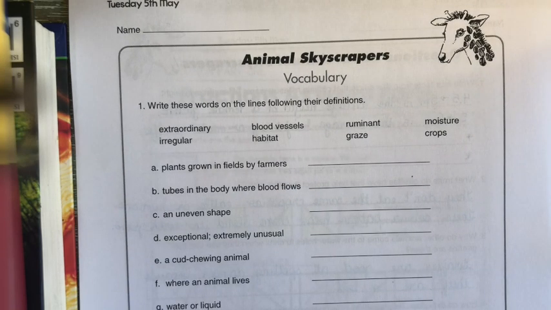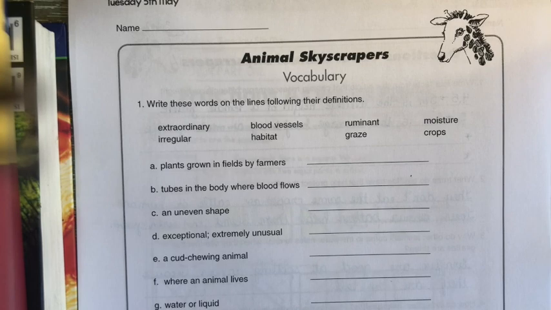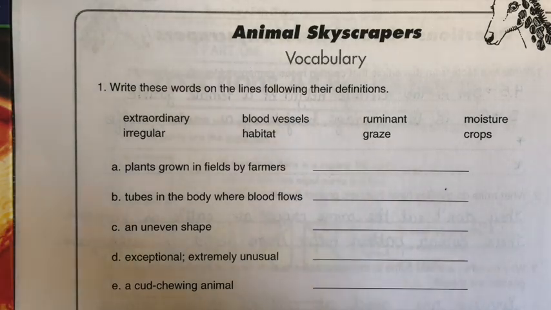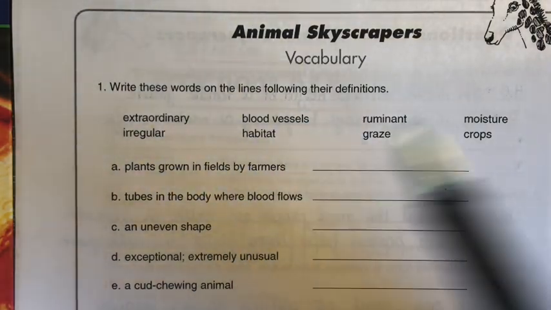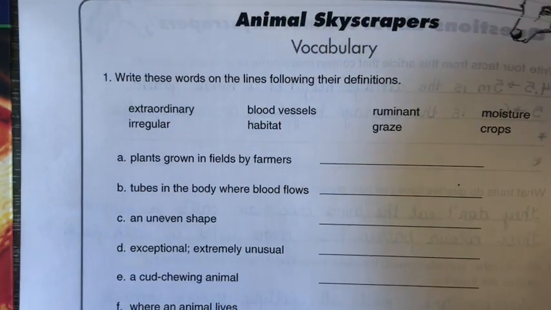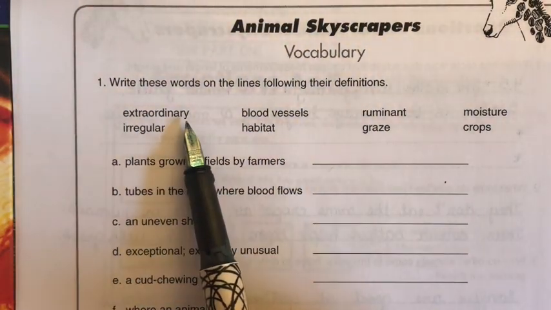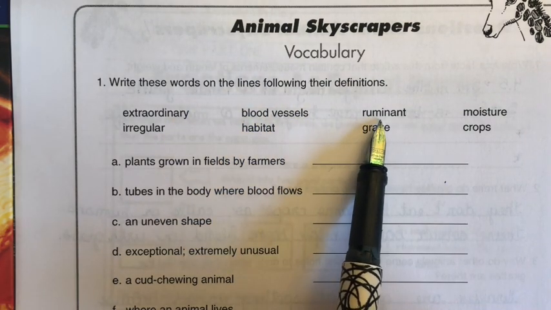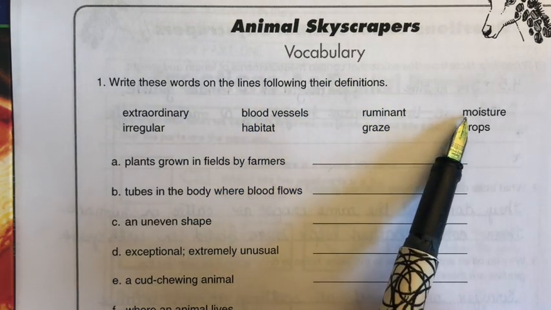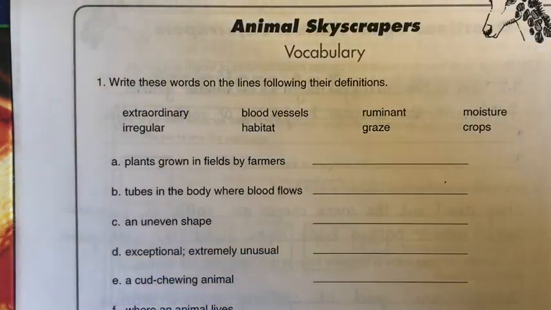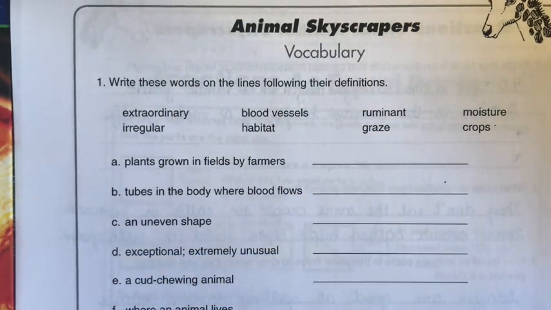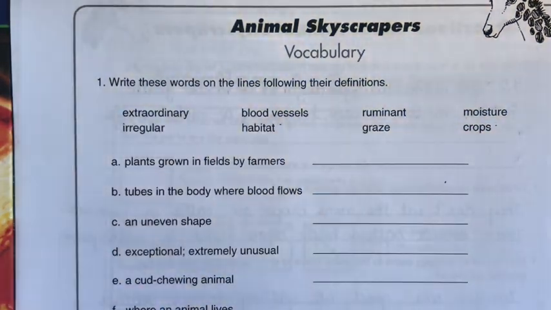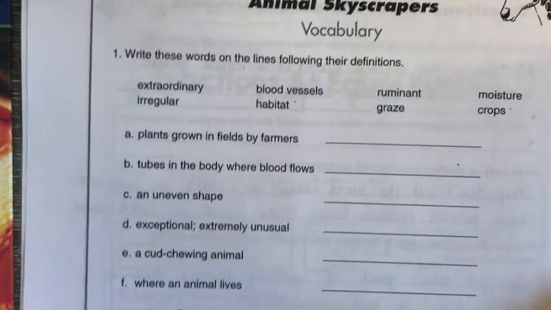So we're talking about the vocabulary. Now, vocabulary are words that are specific to giraffes or words that would be specific to what we just read. So these are words that we learned in the passage, and we are going to match them to the definition that makes sense. So extraordinary, irregular, blood vessels, habitat, ruminant, graze, moisture, and crops. Now these are big words. Crops you've probably heard before. Moisture I know we've talked about in science. Habitat we've talked about in science. And these other words you may have heard too. So let's go through and we'll try to match them as best we can.